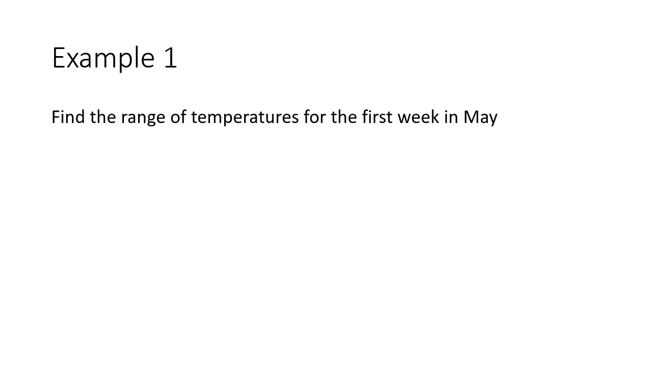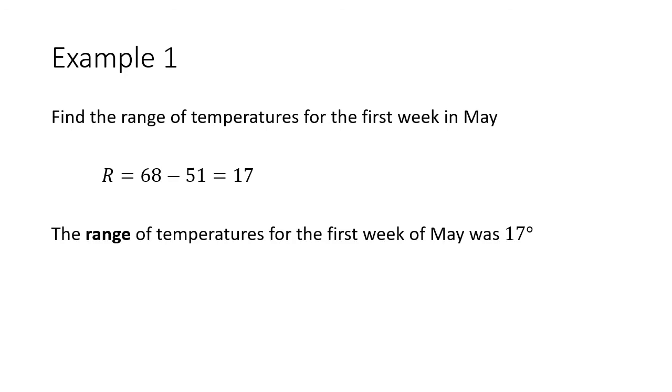So let's go through and talk about these dispersion techniques. First, find the range of temperatures for the first week in May. Like I said, you just look at the data set. What's the biggest one? What's the smallest one? Subtract the two, find their difference. The highest temperature was 68. The smallest temperature was 51. When you subtract those two, we get 17. So the range of temperatures for the first week in May was 17 degrees.